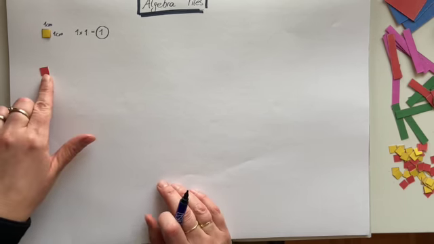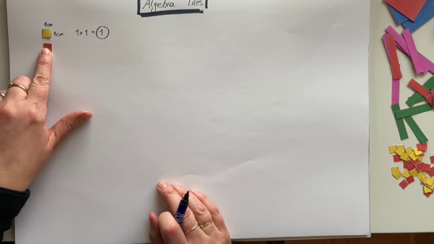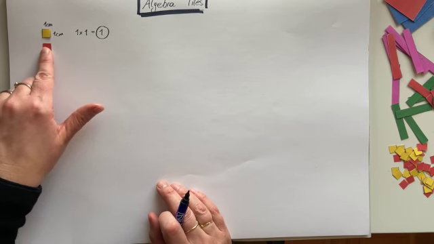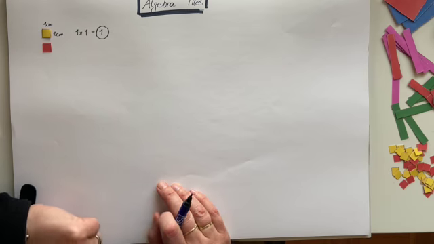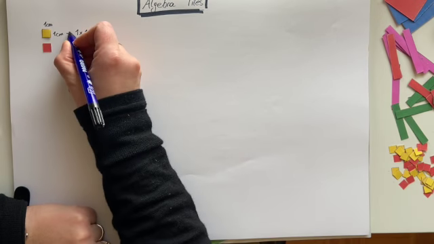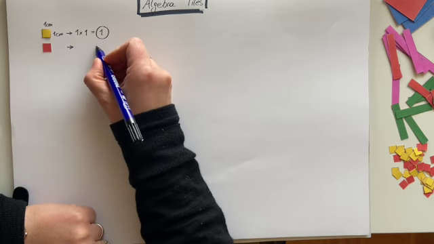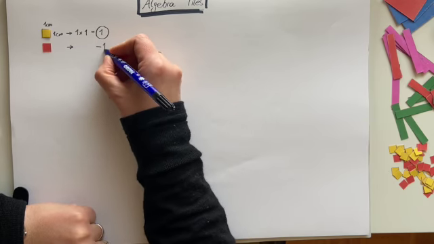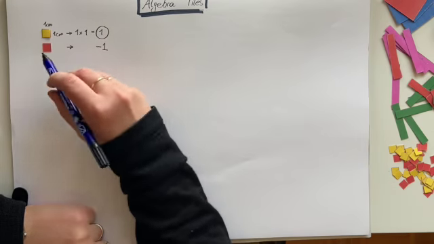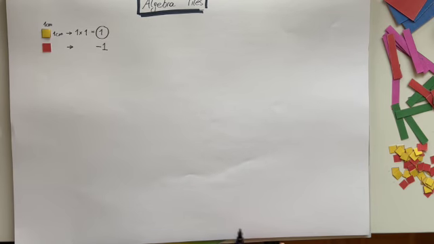Now we also have these little red tiles. And the reason that they're all red is because they all have the same function. Because they are all representing negatives. In this case, the little red tile is a -1.